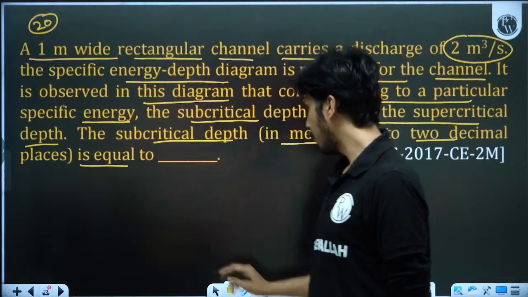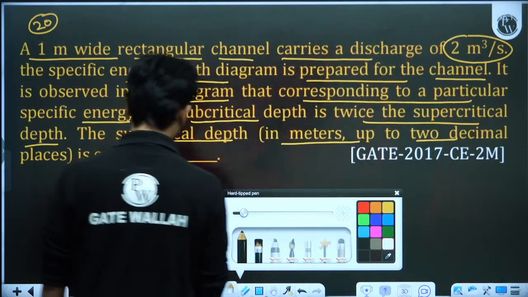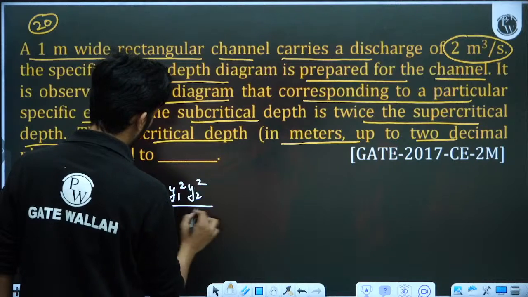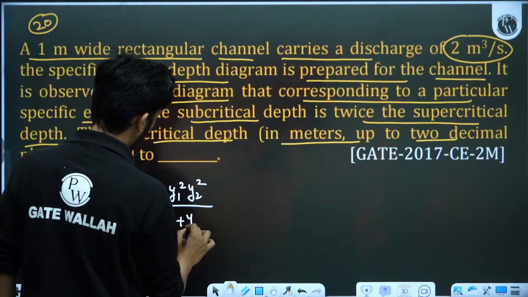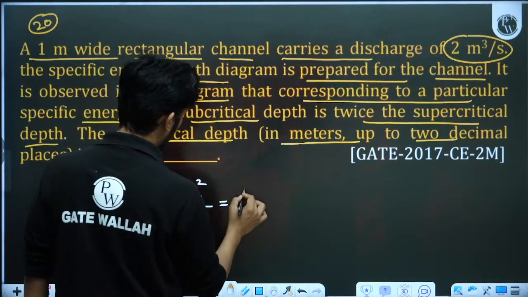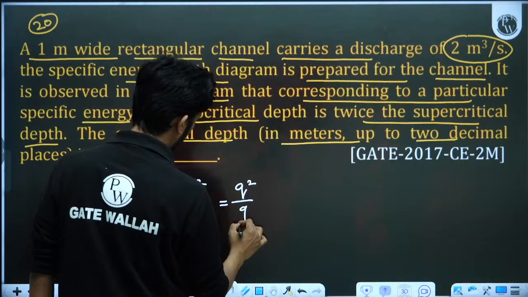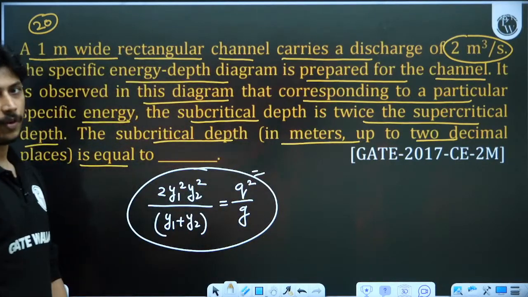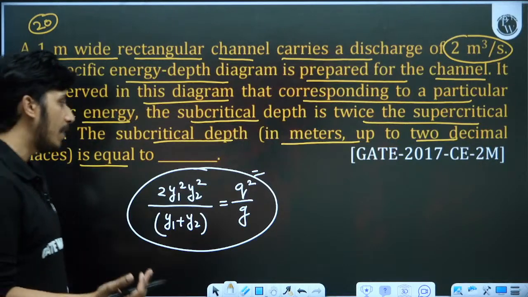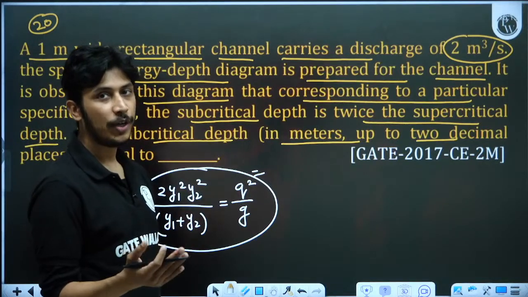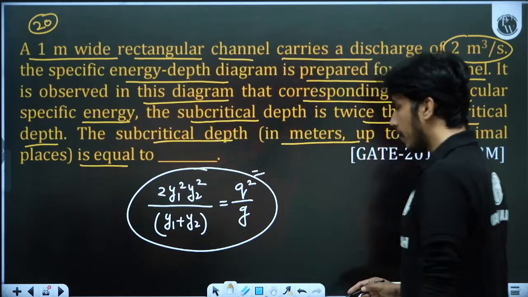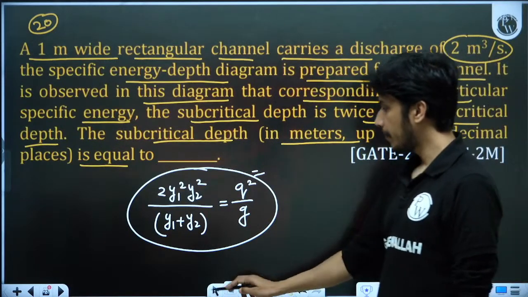So you have to apply the formula 2 y1 square y2 square upon y1 plus y2 is equal to q square by g. This is the formula for alternate depths. And for sequent depth, q square by g is equal to y1 y2 into y1 plus y2 by 2. Okay, so always remember the formulas are different for alternate depth and for sequent depth.